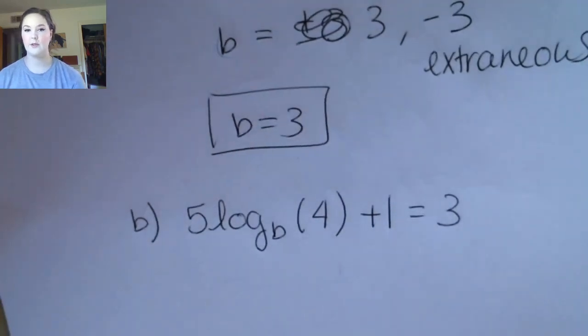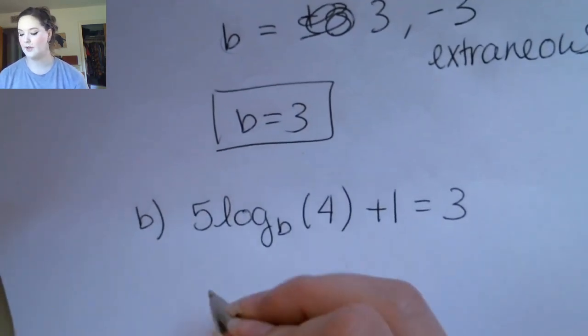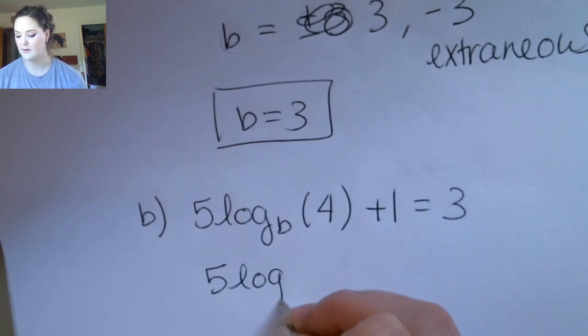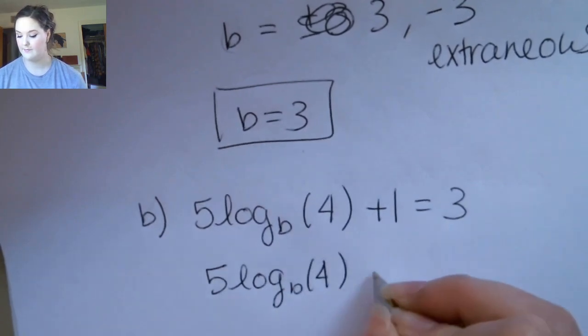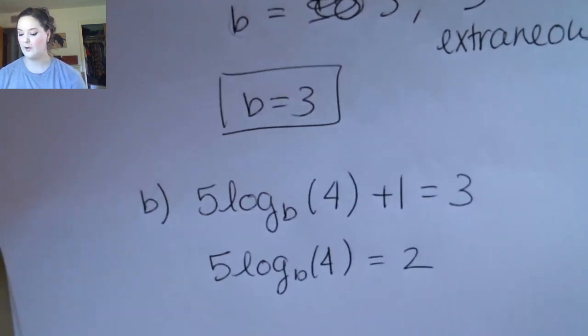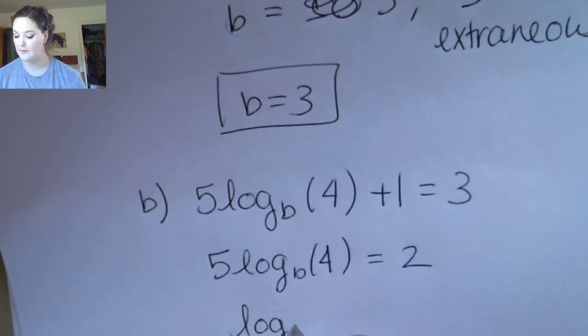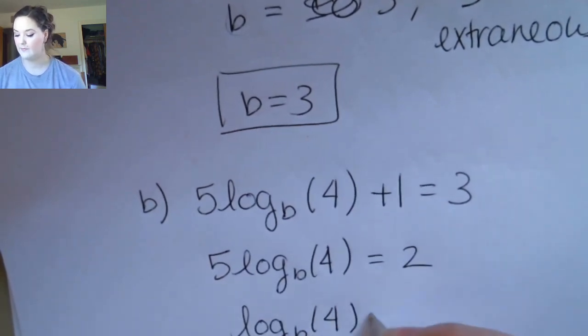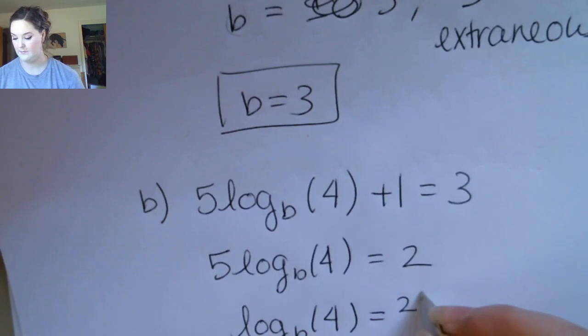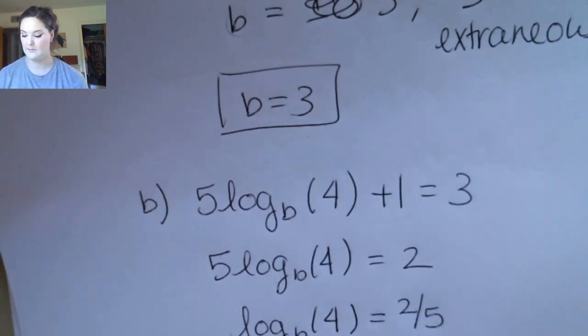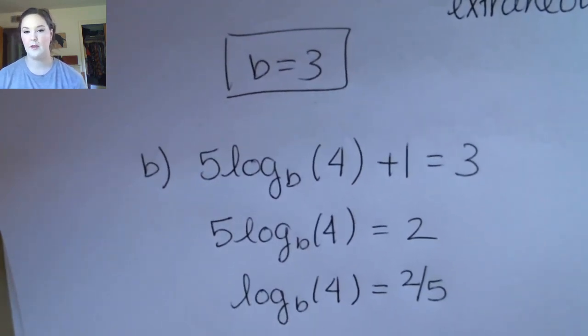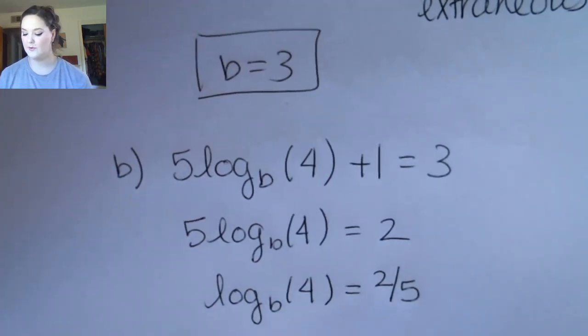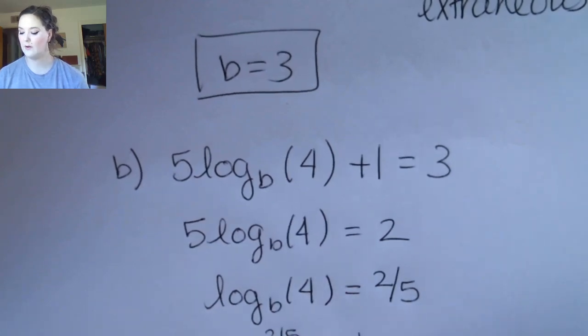So the first thing we're going to do is isolate our log. So we're going to subtract 1 from both sides, and then we're going to divide by 5. Now that we have our log isolated, we're going to change to exponential form. So we have b to the 2/5 power equals 4.